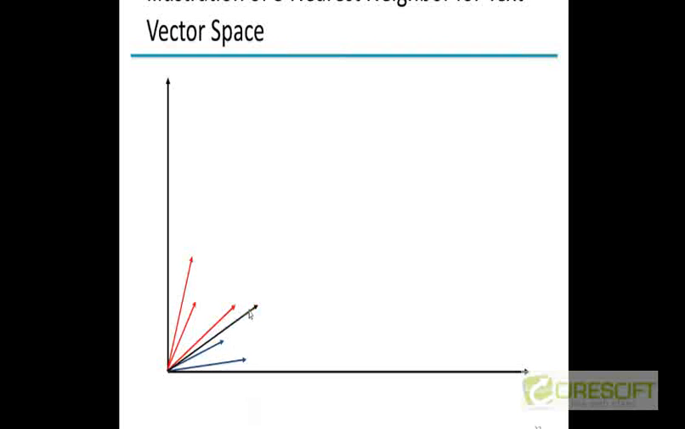Now we get a test document. We will look at the three nearest neighbors, which are going to be these three vectors. Two of them are blue, one of them is red. So 2 is the majority vote, and so this test document will be colored blue.